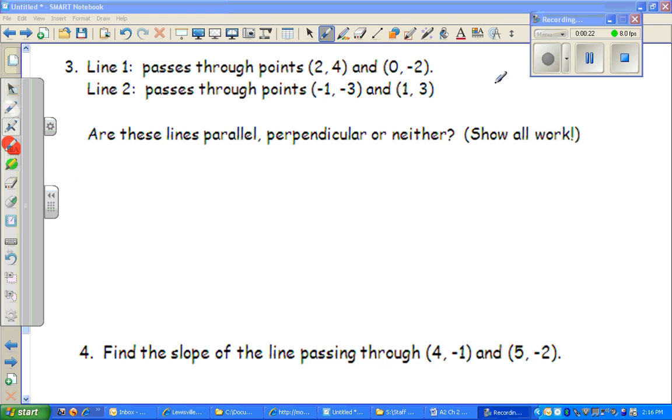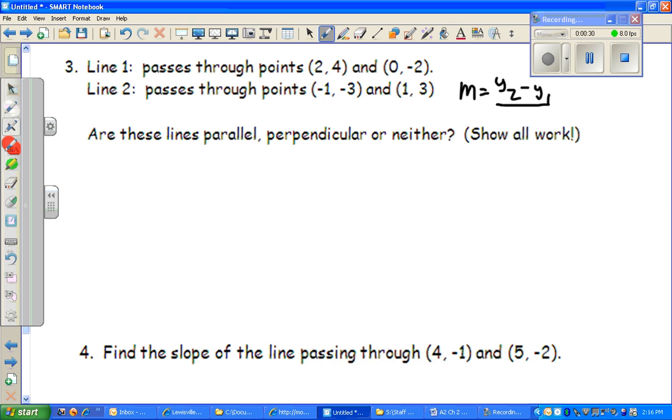The slope formula is m for the slope. It's the change in y, so y2 minus y1, over the change in x, x2 minus x1. So what I like to do is I like to highlight my y's. That way I'm sure that I'm not going to mix up my x's and my y's. And if you don't want to highlight, you can just label with x and y, so that you're sure you're doing it right.